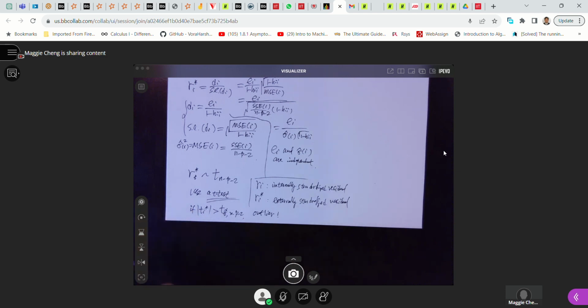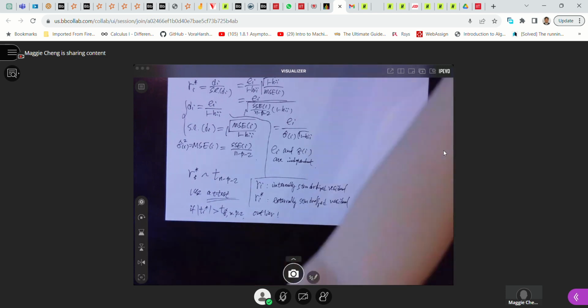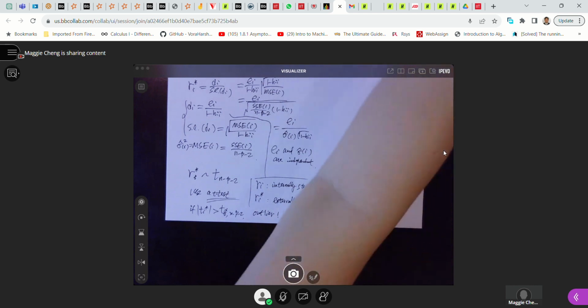Okay, can you use this to detect multiple outliers? That's a very good question. If you only have one outlier, you are taking one out at a time, and you are able to detect that. But if it's a cluster of outliers, let's see in here.